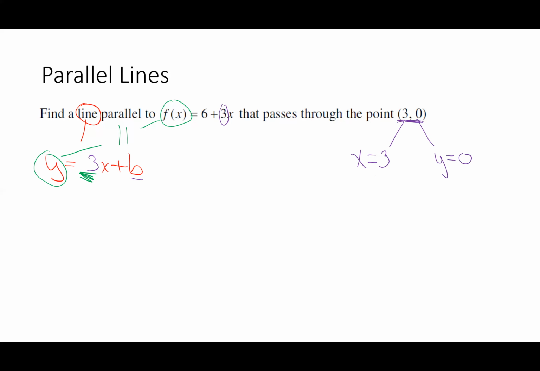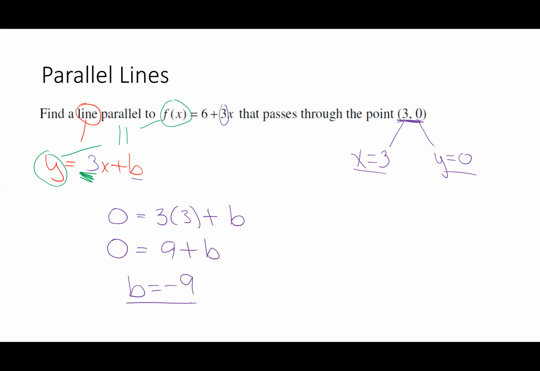So now I'm going to use this is my x value, this is my y value, and I'm going to solve for b. So I get 0 is equal to 3 times my x value plus b. And so I get 0 is equal to 9 plus b. Well, what number when I add it to 9 gives me 0? I could subtract 9 from both sides. I get b is equal to negative 9. So my final equation comes out to be y equals 3x minus 9.